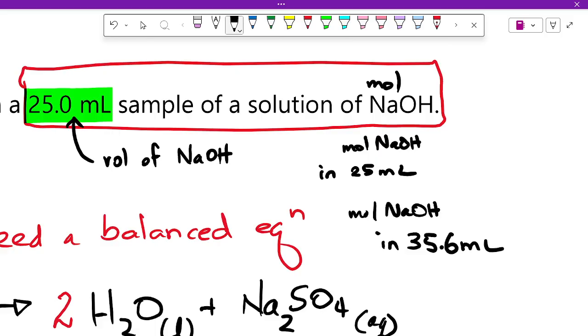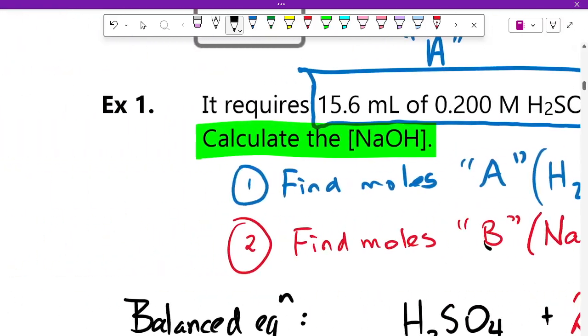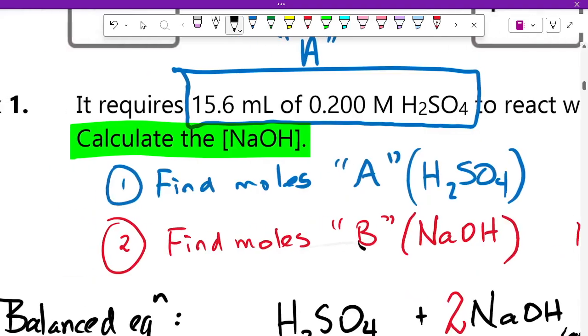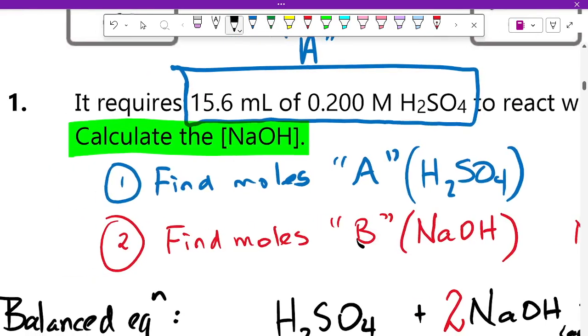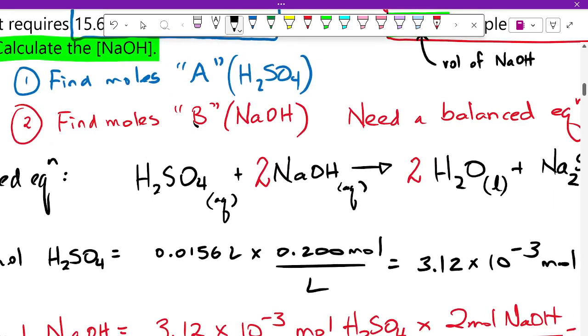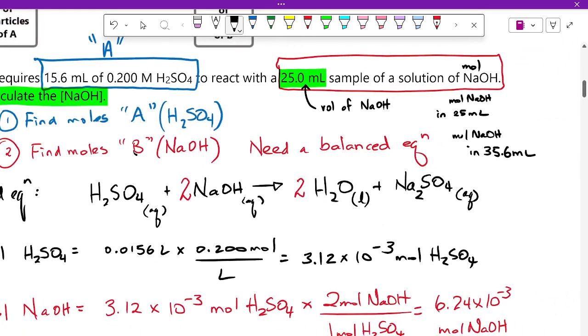Why? Because they both react to each other, so both the volumes are combined. Okay, what was I trying to do in this question? Calculate the concentration of NaOH. How much NaOH is left after the reaction? Zero. Because this goes to completion.